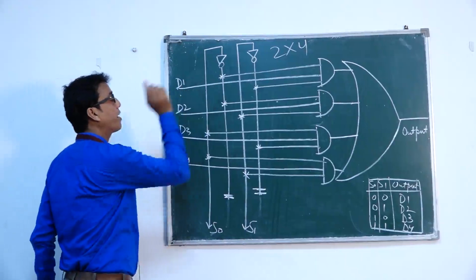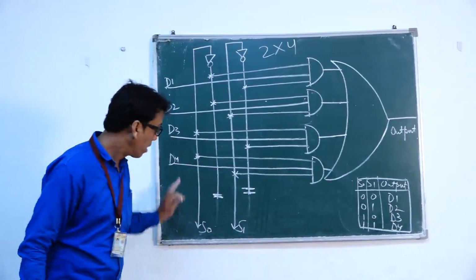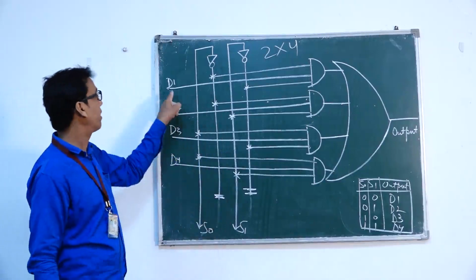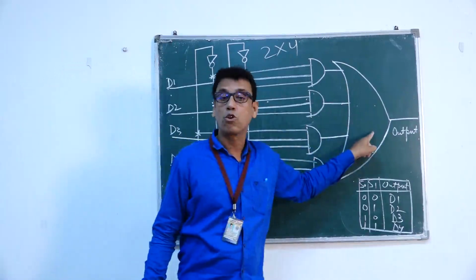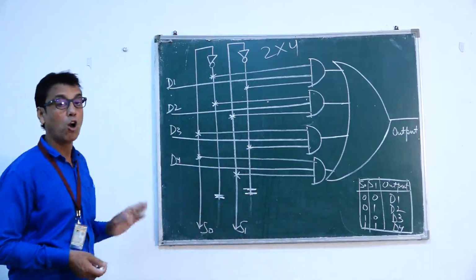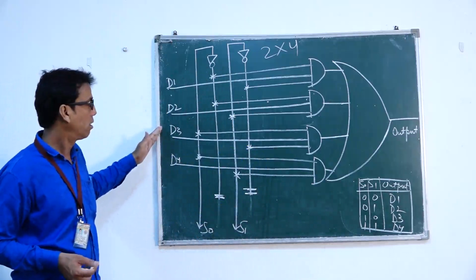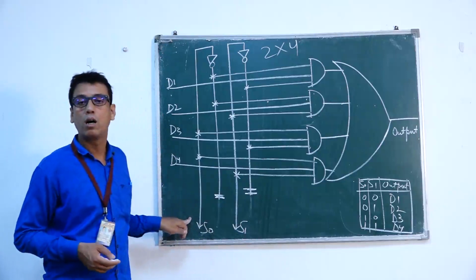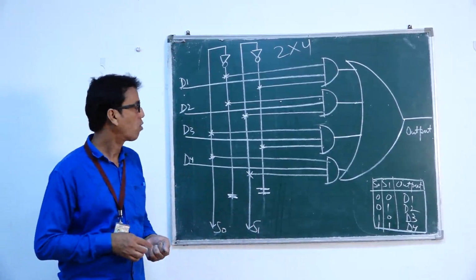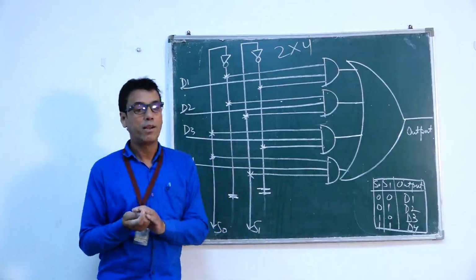Put some input data here, put some input data here, some input data here, some input data here, and put some data on the selector line and see what will be the output. If you will put 0, 0 here, then the data of D1 will be thrown by this circuit from the output line. The output line will allow only that device to send the data whose input is given on the selector lines. So the combinational circuit is in front of you. Hope you understand everything about combinational circuit.